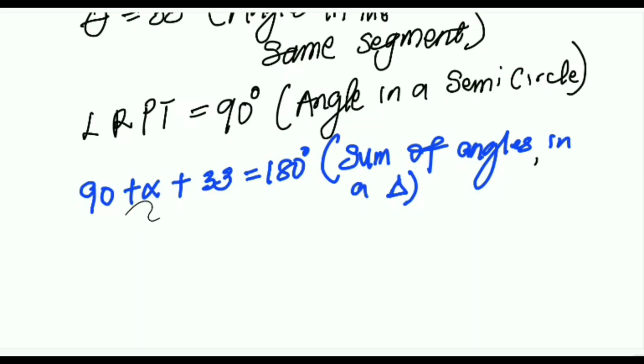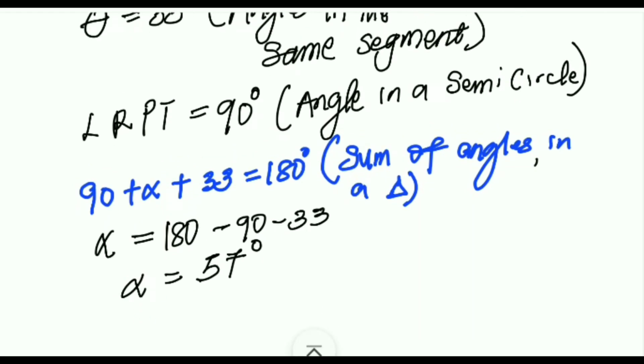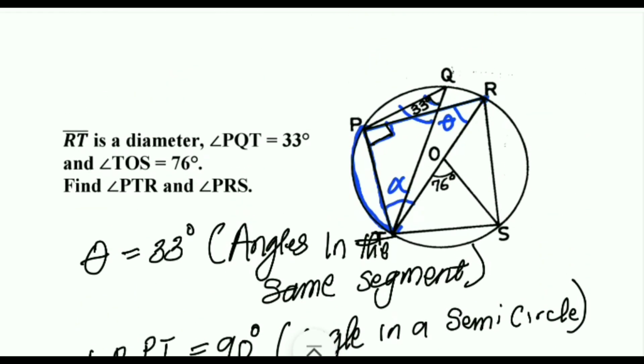Let's add all of this together. I have alpha equals 180 minus 90 minus 33. Alpha equals 57 degrees. So we can say that angle PTR is equal to 57 degrees. Let's get back to the diagram. I hope you understood that. Now the next question is find angle PRS.